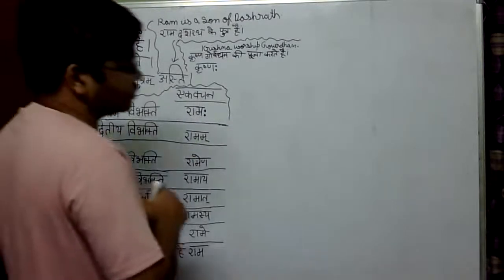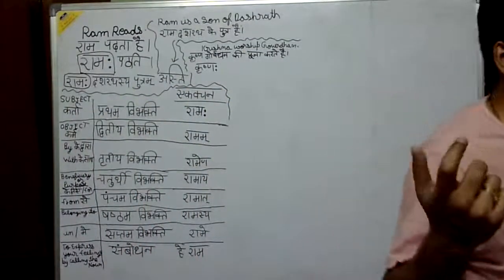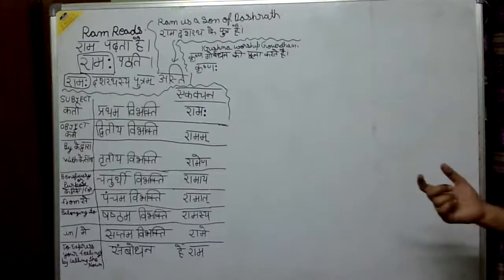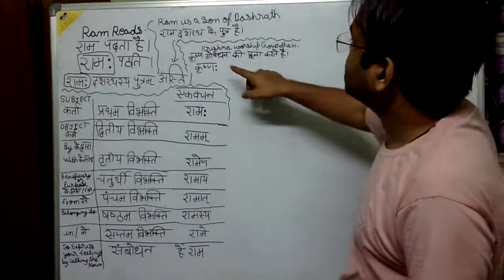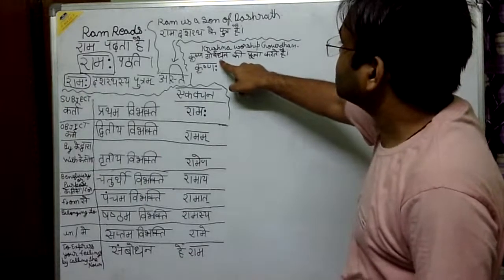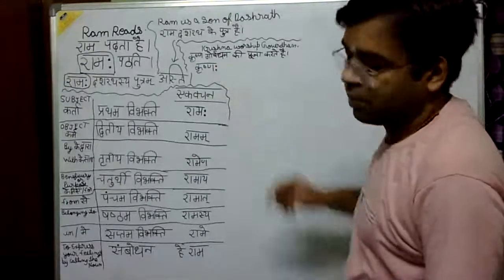in this sentence. Now look, what is the object in this sentence? The object in this sentence is Govardhana.